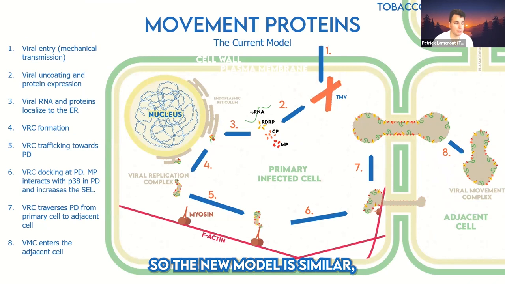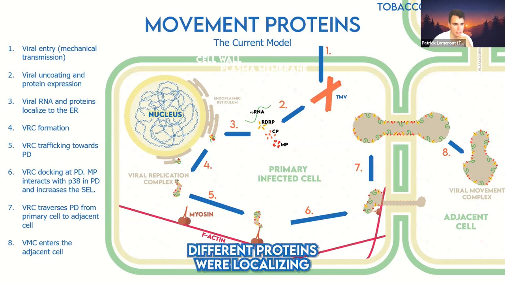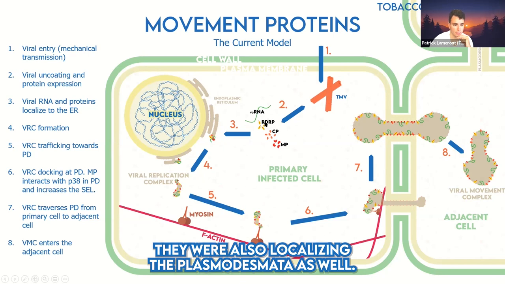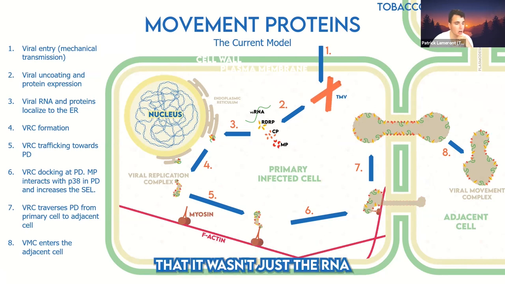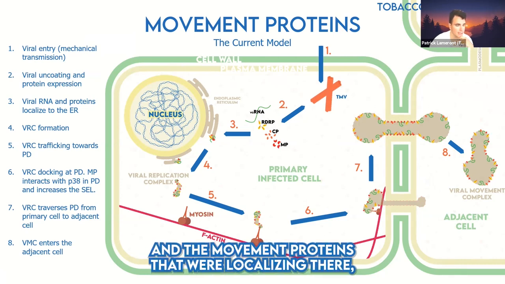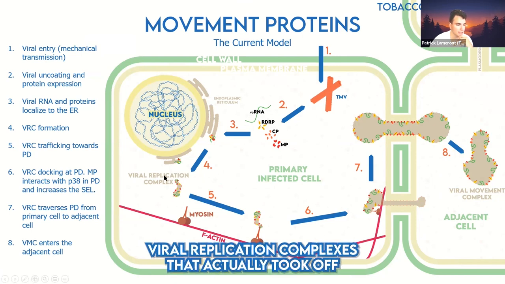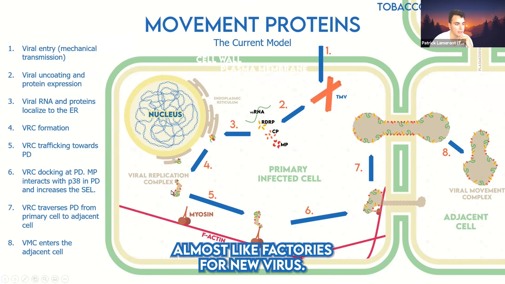So the new model is similar, but the only difference here is researchers looked at where in the cell all these different proteins were localizing, and they actually found that they were also localizing to plasmodesmata as well. And that kind of helped us understand that it wasn't just the RNA and the movement proteins that were localizing there, but it was actually these entire viral replication complexes that took off sections of the ER membrane to form almost like factories for new virus.